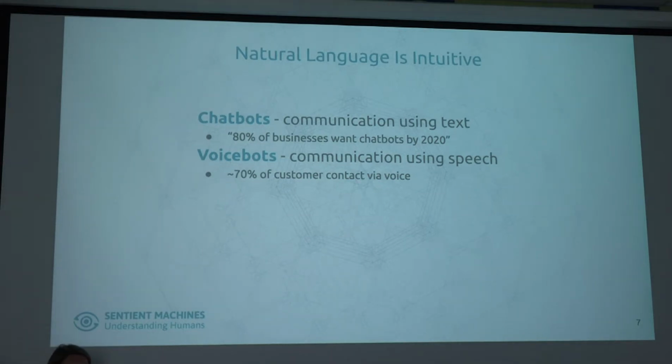Some statistics show that by 2020, 80% of businesses want to have chatbots. So it's now up to us: can we build chatbots that are good enough to satisfy this demand? Speaking of voice bots, at Sentient Machines we work with customer service a lot. Surprisingly, almost 70% of customer contact is using voice. People love talking. They love picking up the phone. And this is why voice bots will probably also become popular.